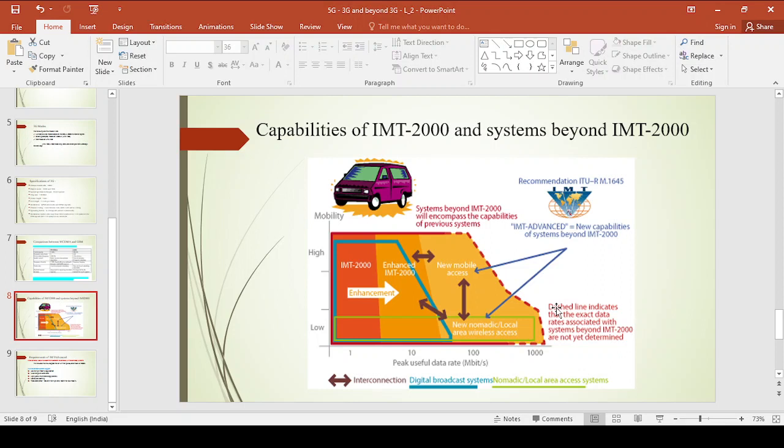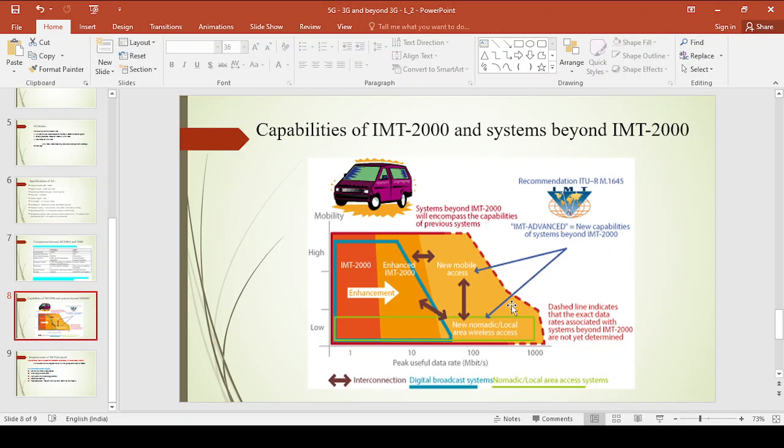Now if you go beyond your fourth generation system, again enhancement of IMT Advanced is nothing but fourth generation system, again the mobility is maintained constant and the data rate has been improved. Now this dashed line indicates the exact data rates that are associated with the systems beyond IMT 2000. What are the systems beyond IMT 2000? 4G, 5G, 6G and so on, right?